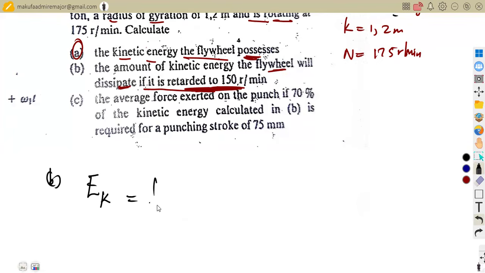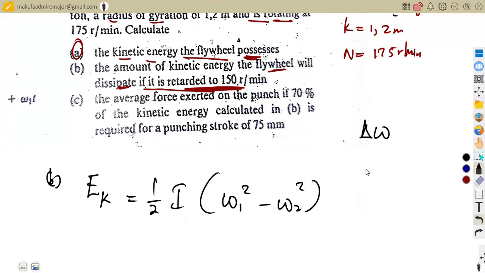Kinetic energy is going to be half of the inertia. Then we're going to have the change in the speed. So it's going to depend, are we increasing or decreasing? For a retardation, it's going to be omega 1 squared minus omega 2 squared. For an acceleration, if it was accelerating, it's omega 2 squared minus omega 1 squared. You must take note. Is it retarding? Is it accelerating? All right, we talked about this.